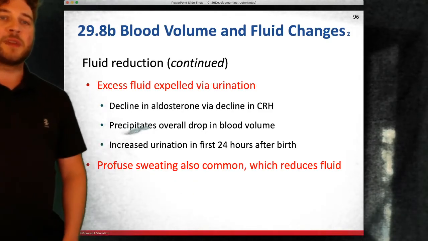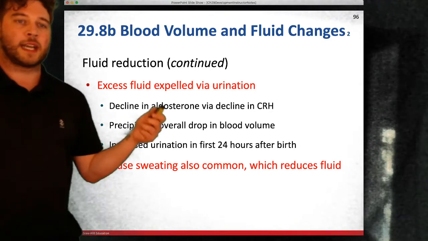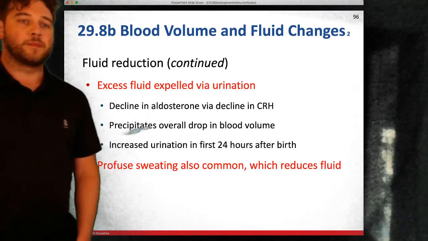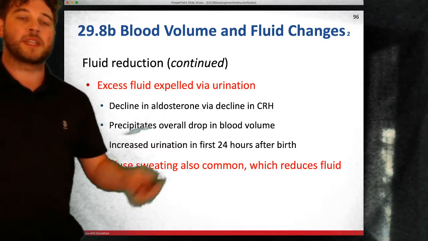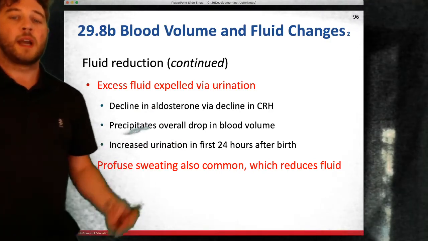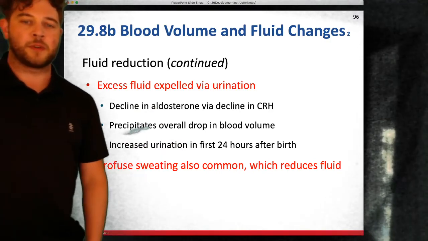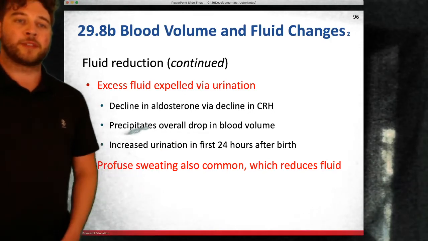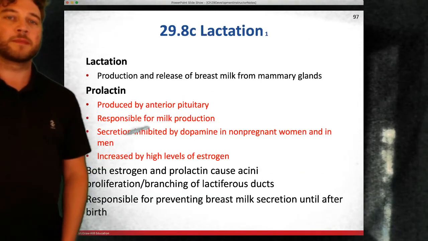You have excess fluid being expelled through urination, declining aldosterone levels. That precipitates an overall drop in your blood volume. And you have that increased urination in the first 24 hours. Profuse sweating is also common, trying to get rid of extra fluid.